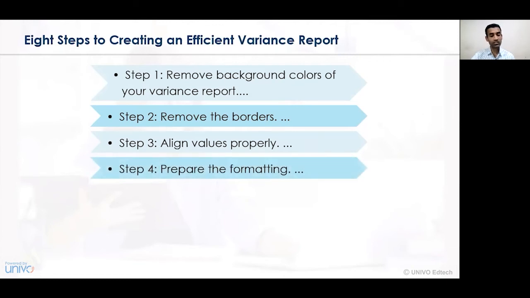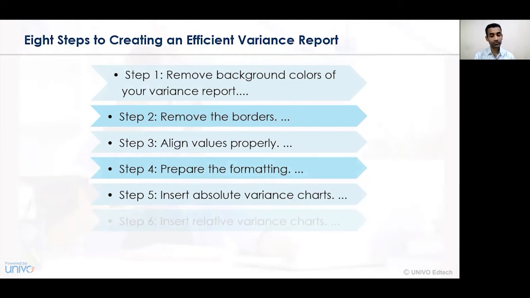Preparing the proper formatting. The formatting with respect to the font, the size, the color, and so on should be done in a very effective way. Inserting the absolute variance chart. Wherever required, various charts, diagrams, bar diagrams and pie charts should be used, so that the variance report deals effectively with visual interpretation.